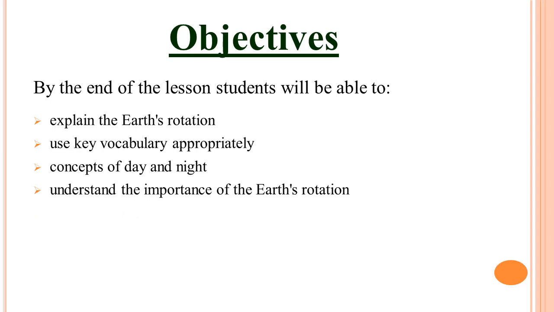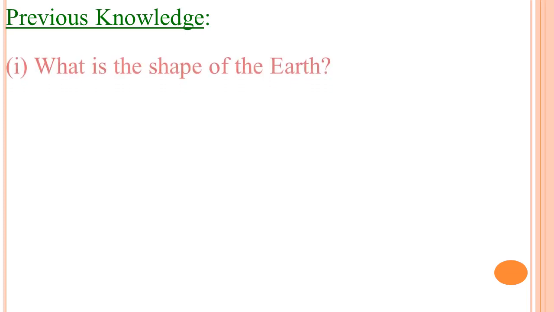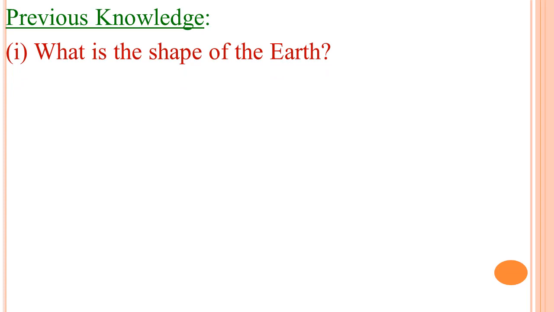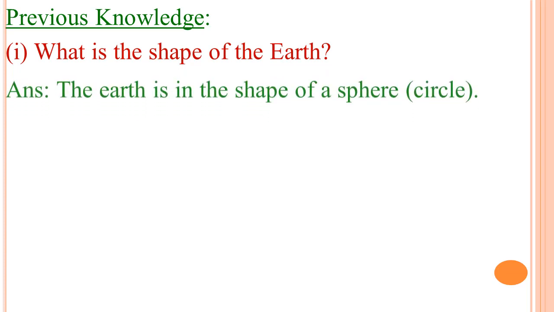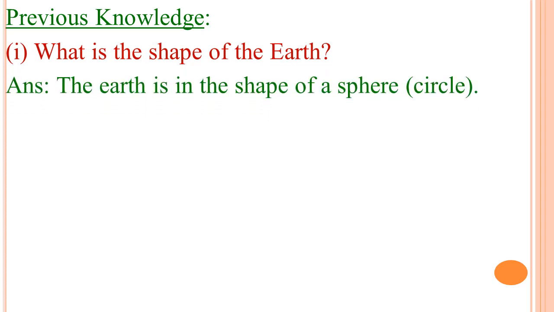To proceed with the lesson, first I have some questions for you as previous knowledge. I think all of these questions will be very easy for you and you may guess or make an idea about them. Question number 1: What is the shape of the Earth? The answer is, the Earth is in the shape of a sphere, meaning circle shape.